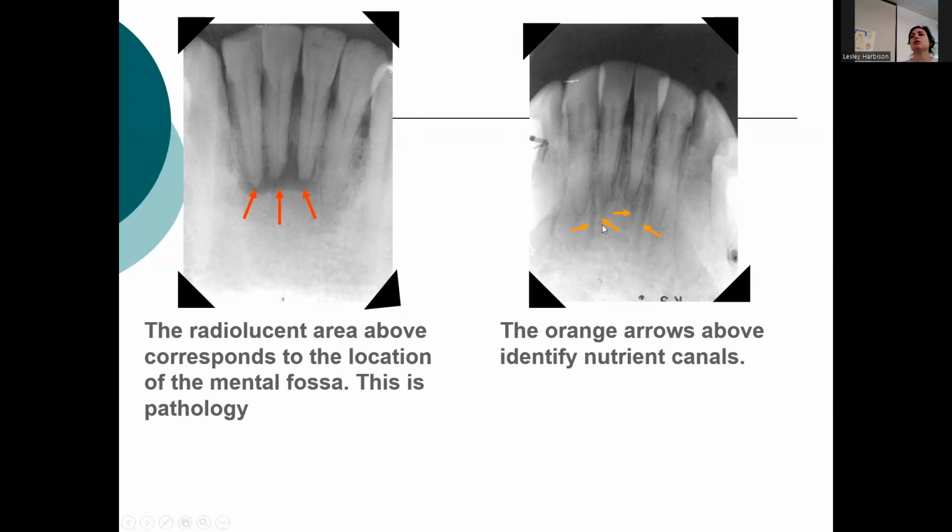These are nutrient canals. These are just some little interesting things, you can see them coming down off of the teeth, these little vertical lines. These are nutrient canals.